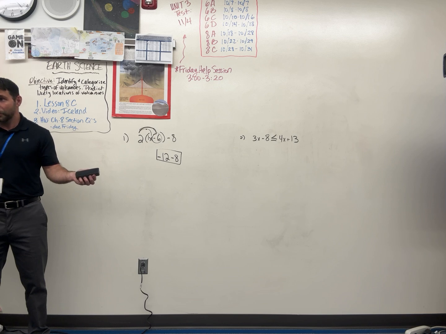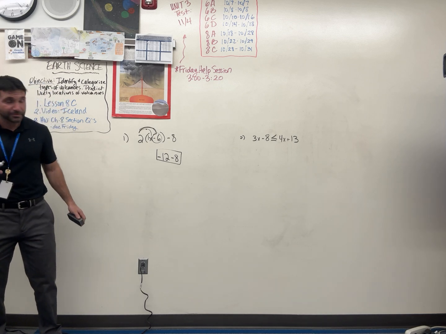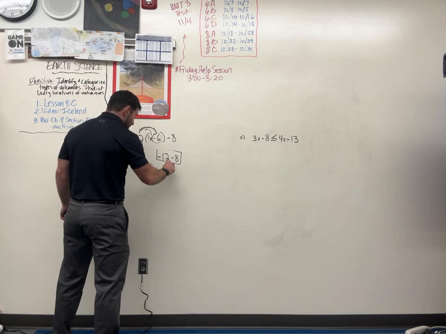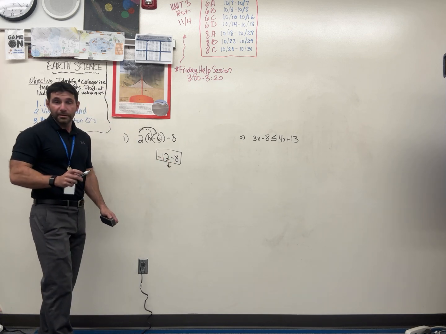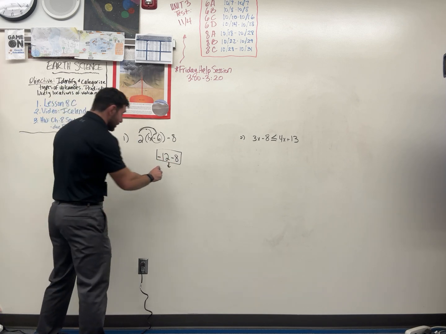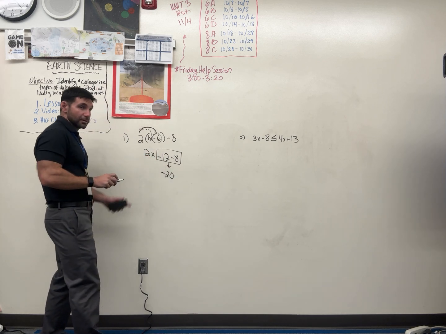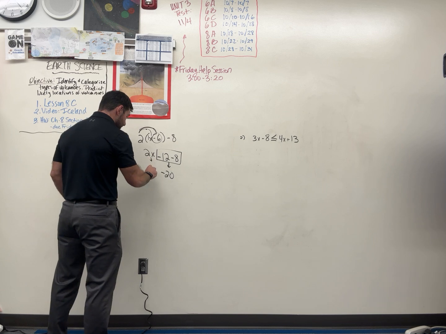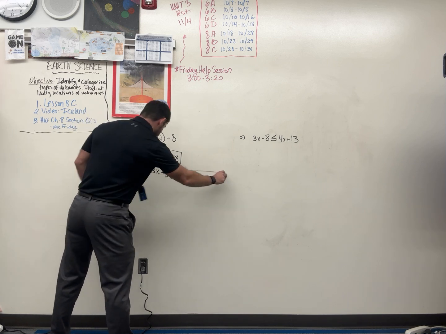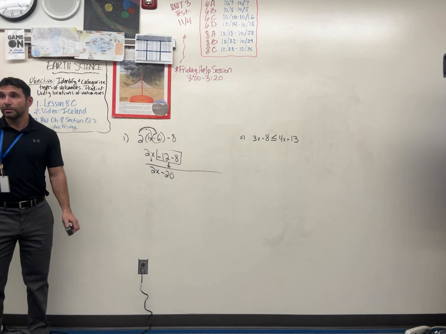So get your calculator. Do that. Negative 12 minus 8. Negative 20, right? But there was a 2x there. We didn't touch it, so it just comes down. Do you understand that part? Yeah. Okay.